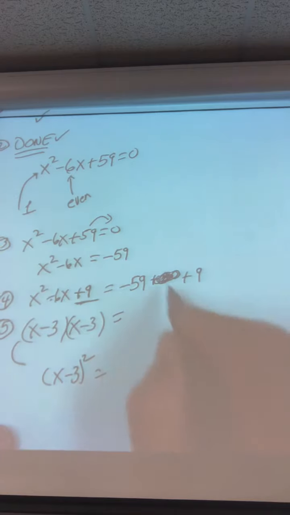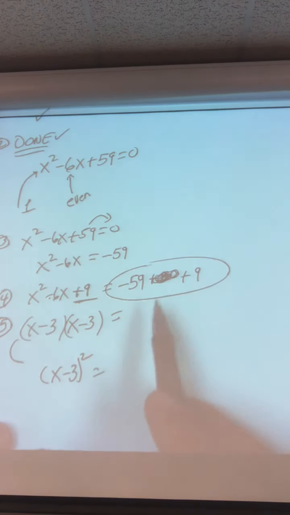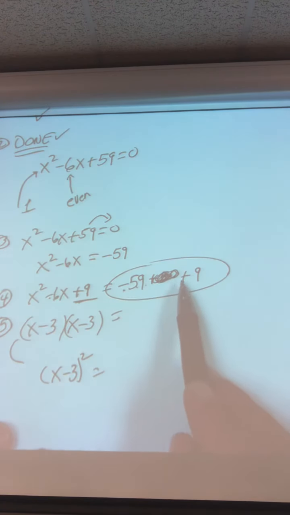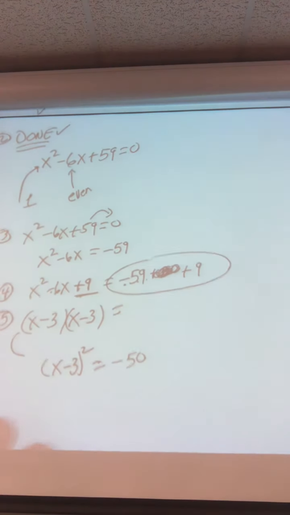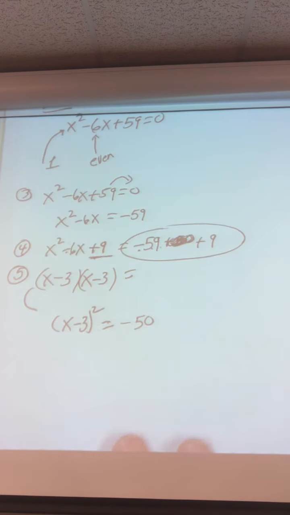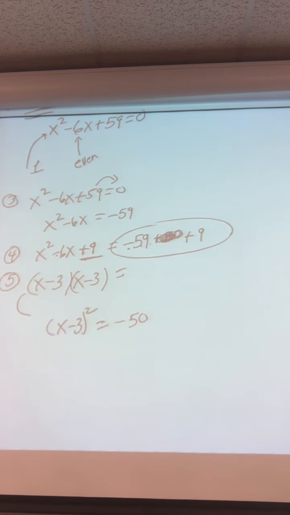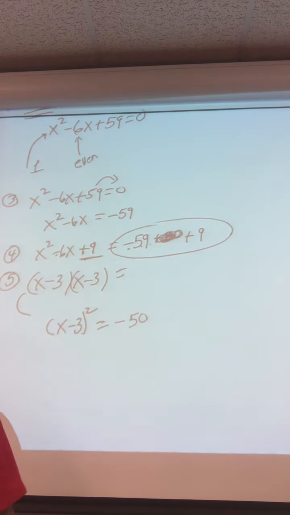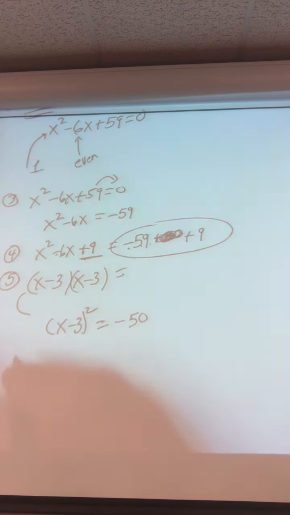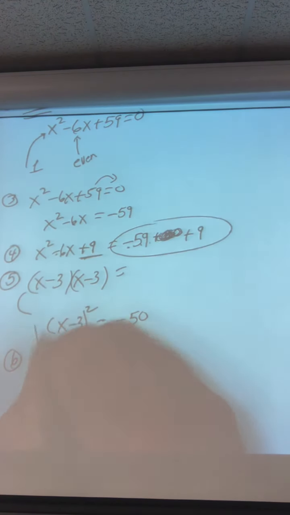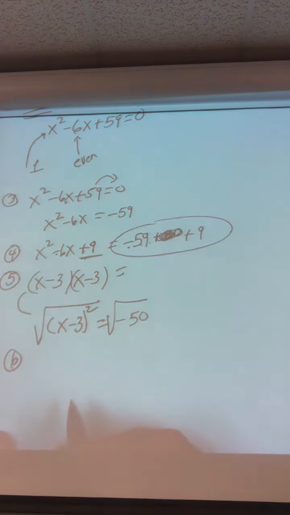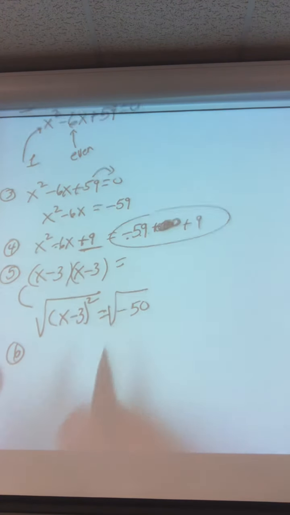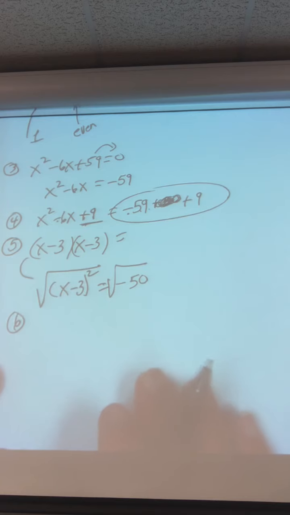Now, what did it say to do to the right side? It said simplify. Negative 59 plus 9 is negative 50. Now, that problem looks the way we need it to look, because now I can use the square root property. It has a square term and a constant term. So step 6, use the square root property to complete. That means take the square root of both sides. Now we've done this problem. We did it in the last video.